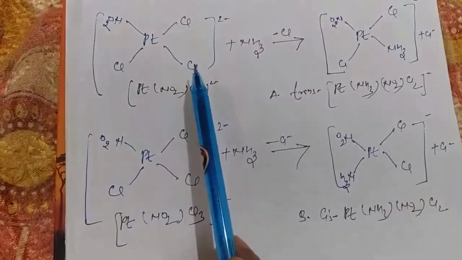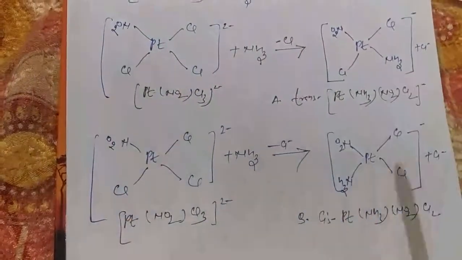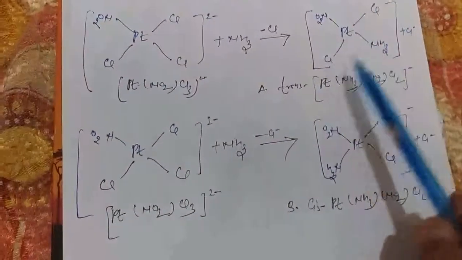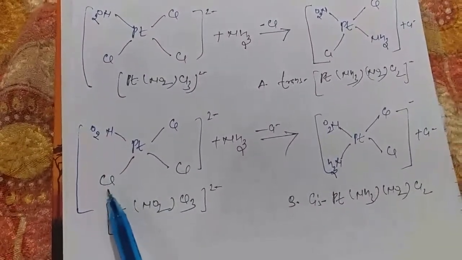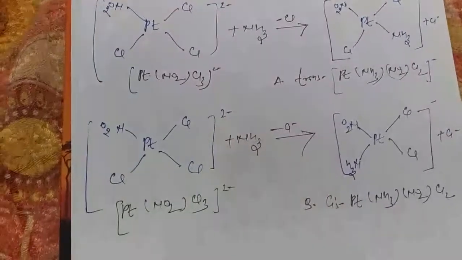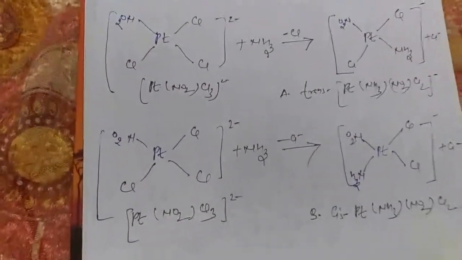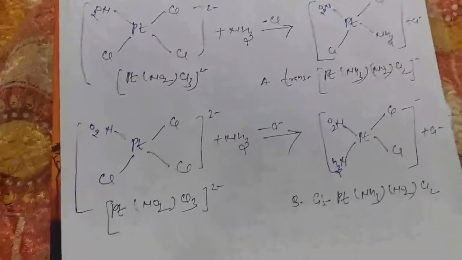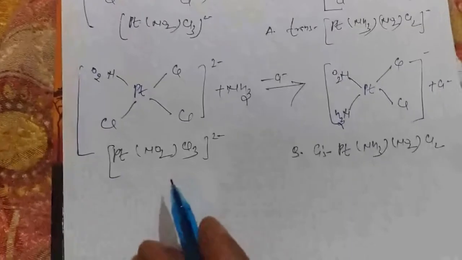Again I am repeating, the point to be noted: while replacing this chlorine which is trans to this NO2, we get the trans product, because as you can see, both have a different position. But as you replace the chlorine trans to chlorine with ammonia, we'll get a cis product. So this trans form is more stable, and that is why this phenomenon of such type of replacement is called trans effect. Got it?